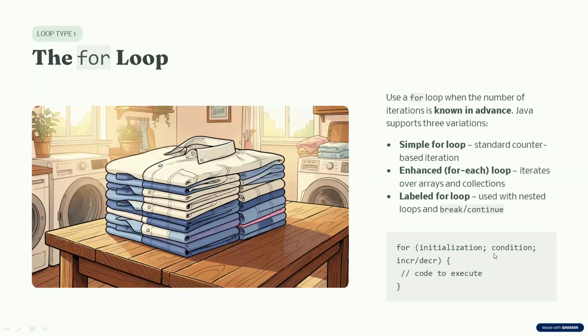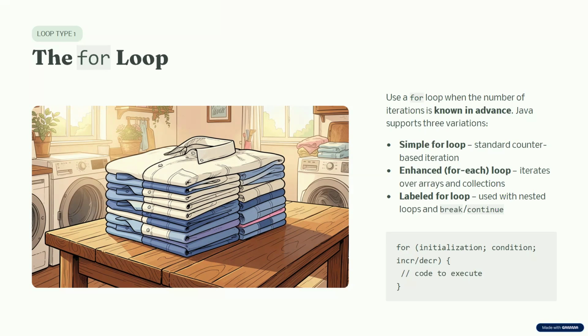How does a for loop work? Use a for loop when the number of iterations is known in advance. If I know that I'm going to repeat the statement 10 times, 12 times, 20 times, or 100 times, then I can use a simple for loop. The enhanced for loop we are going to use with arrays and collections; there we use it. There is nothing called a for each loop. The labeled for loop is used with nested loops and break and continue.